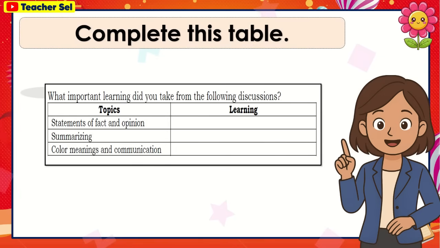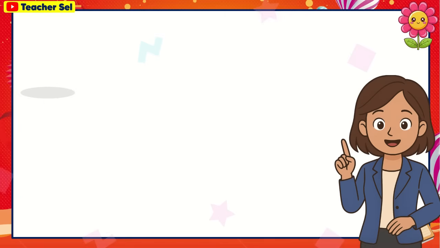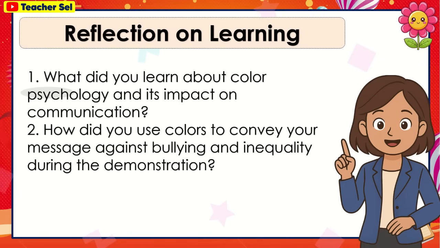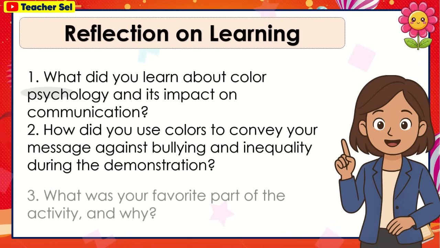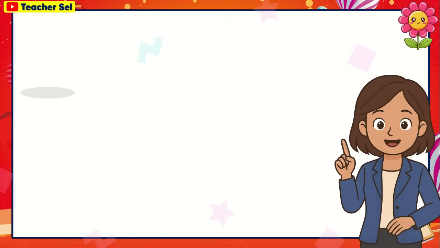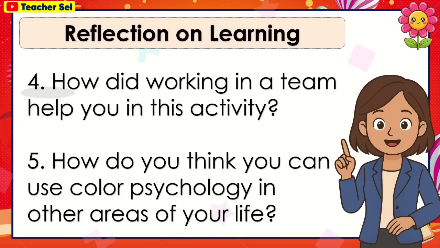Complete this table. What important learning did you take from the following discussions? What did you learn about color psychology and its impact on communication? How did you use colors to convey your message against bullying and inequality during the demonstration? What was your favorite part of the activity and why? How did working in a team help you in this activity? How do you think you can use color psychology in other areas of your life?